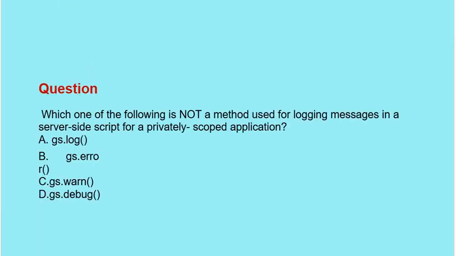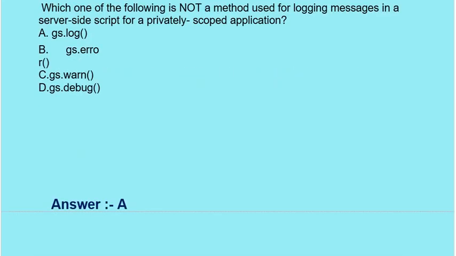Question is, which one of the following is not a method used for logging messages in a server-side script for a privately scoped application? Option A, gs.log function. Option B, gs.error function. Option C, gs.warn function. Option D, gs.debug function. Correct answer is option A.